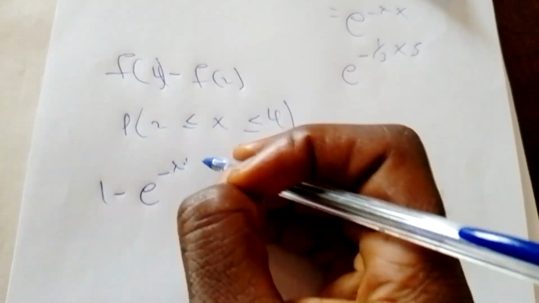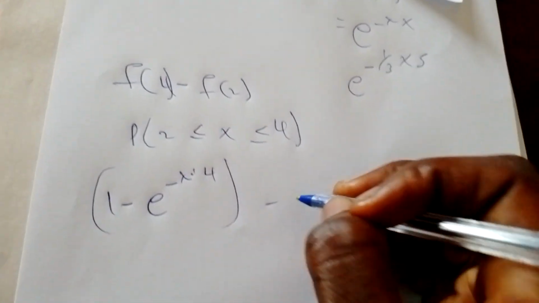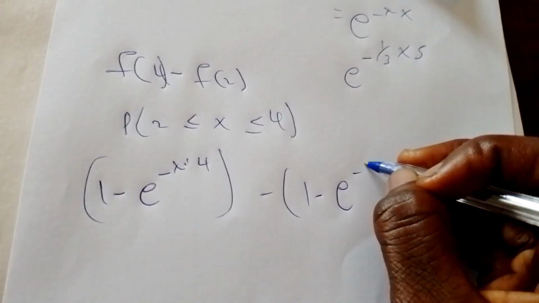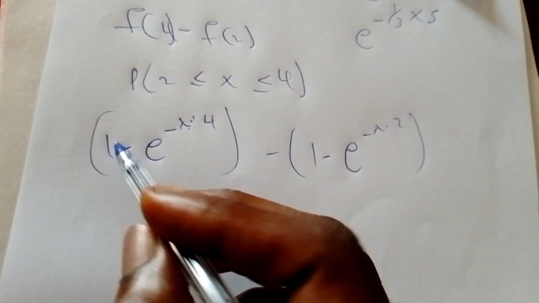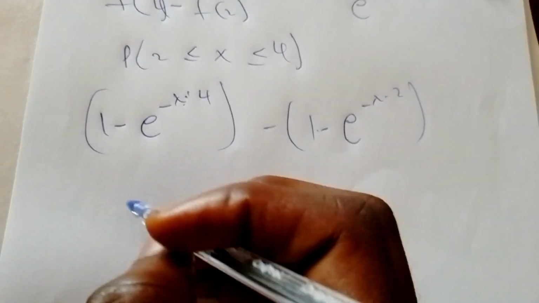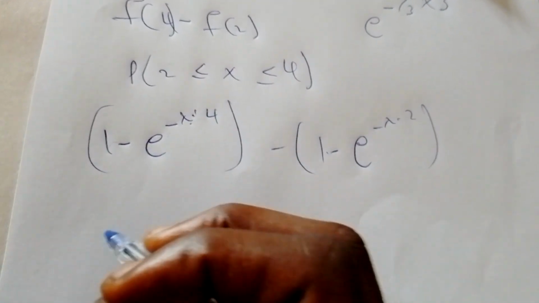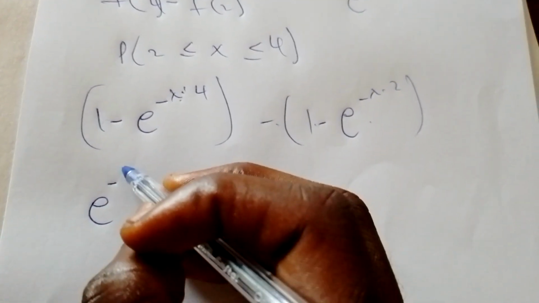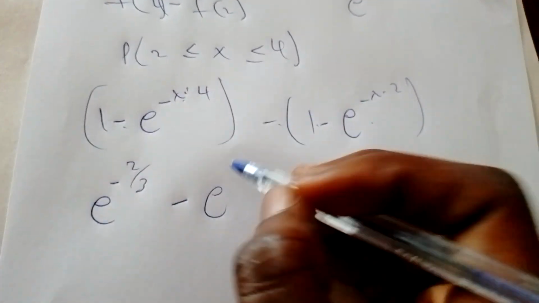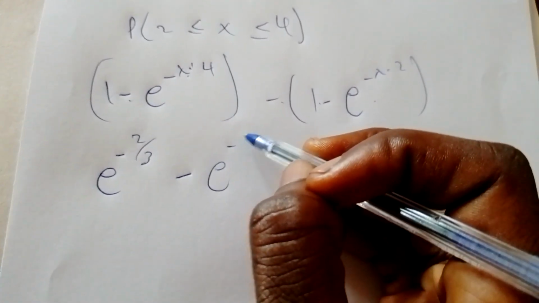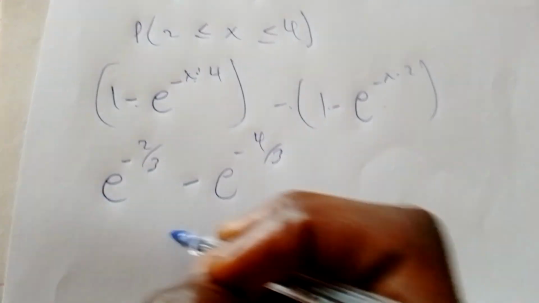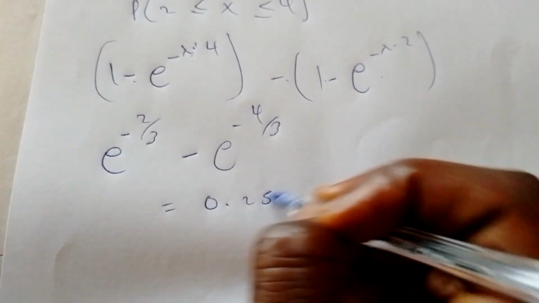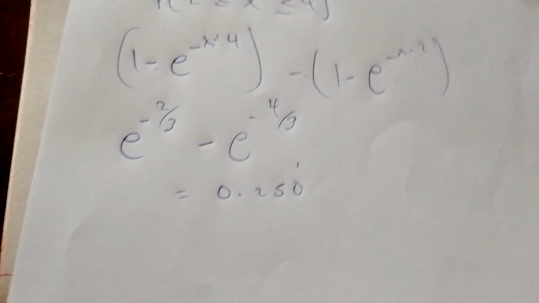so let me just call it 0.4, minus 1 minus e power negative lambda 0.2. Then when you put in the variables, you know lambda is 3, but then we know that these ones will cancel out. So basically, we end up with, and then this one becomes positive, e power negative lambda is 1 on 3, so e power negative 2 on 3 minus e power, this one remains negative, e power negative 4 on 3. Then when you work this, you're expected to get 0.250. Okay, so basically, that's how this one is solved.